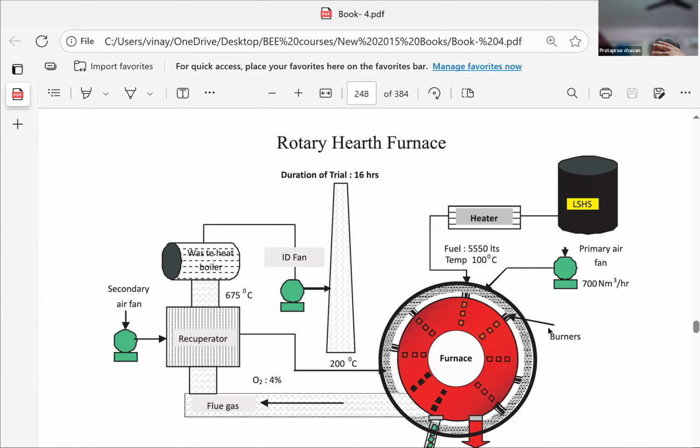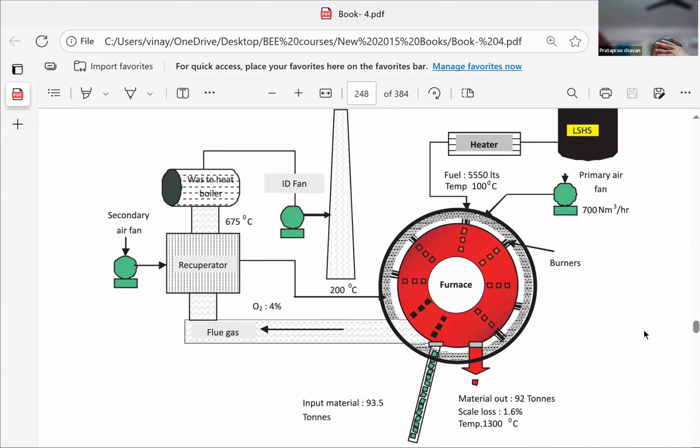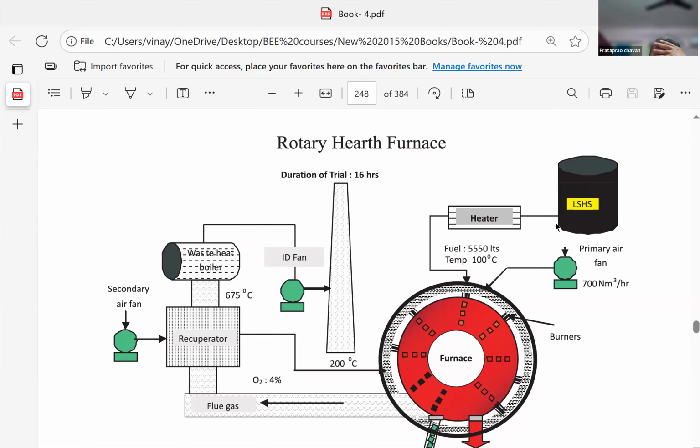This trial he has taken for 16 hours. The fuel used here is LHSS, low sulfur heavy stock. It's a thicker material, petroleum product, which is thicker than the furnace oil. It needs preheating before it can flow. So the heater here reduces the viscosity of this product and makes it thinner as a furnace oil, and then it goes to this furnace, right? Okay.